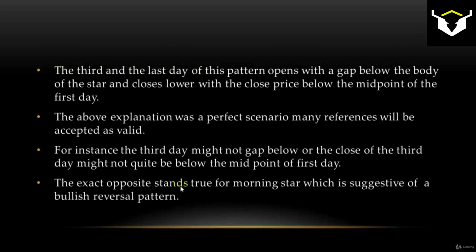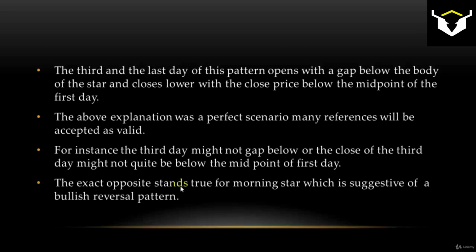Now, even though the rules laid down are somewhat objective, many changes, modifications, or small divergences are accepted. For example, the third day might not gap below, or the close of the third day might not quite be below the midpoint of the first day. We'll talk about morning star in the later part, but for now we will focus mostly on evening star. So many small divergences to the rules are accepted.